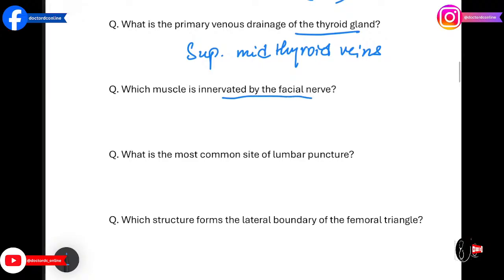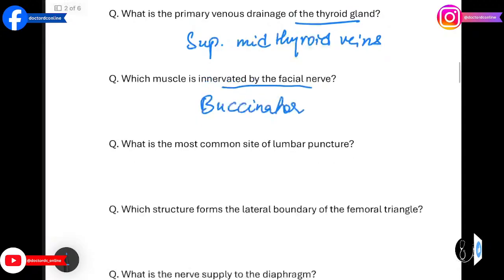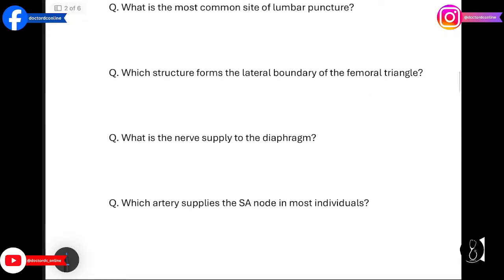The next question is, which muscle is innervated by the facial nerve? And the answer is buccinator. It aids in chewing by compressing the cheek, supplied by cranial nerve VII, that is, 7.